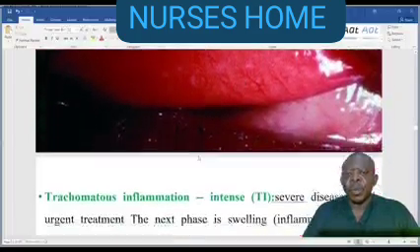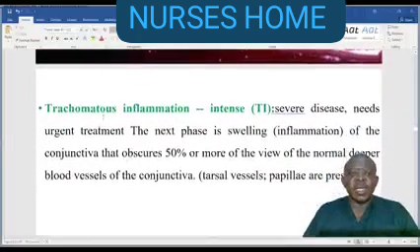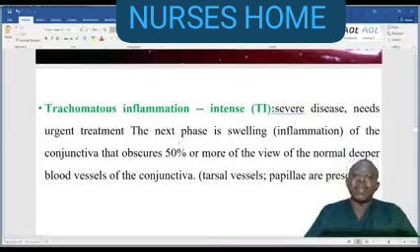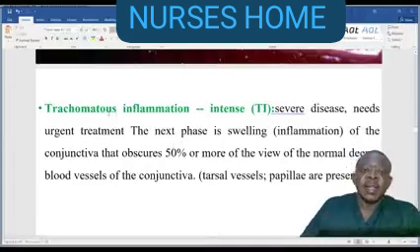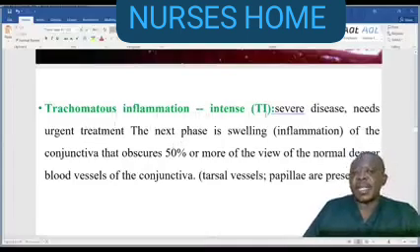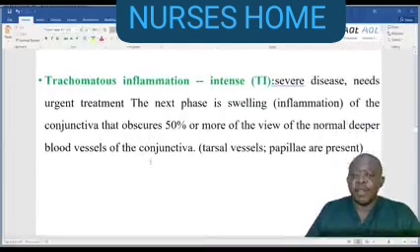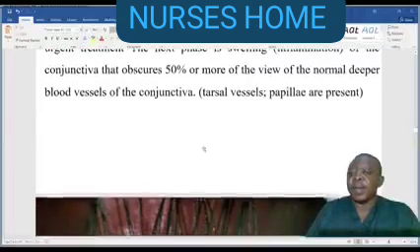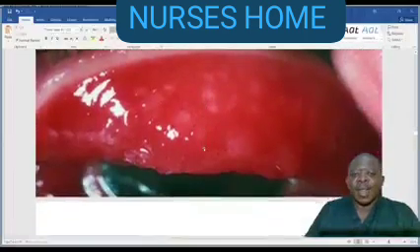So now the next grade is trachomatous inflammation intense, or TI. The first one was TF, trachomatous folliculitis, then trachomatous inflammation, which is intense. Here it's a severe disease and needs urgent treatment. The next phase is swelling or inflammation of the conjunctiva that obscures 50% or more of the view of the normal deeper blood vessels of the conjunctiva. We see tarsal vessels and papillary which are present. So the diagrammatic presentation is like this.